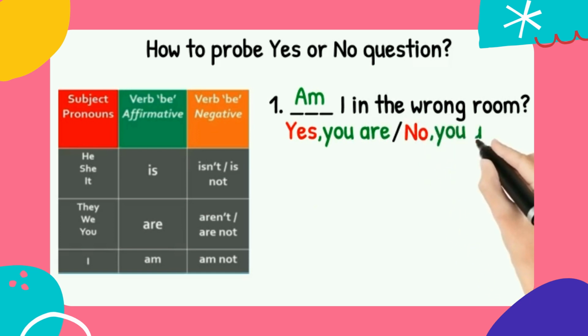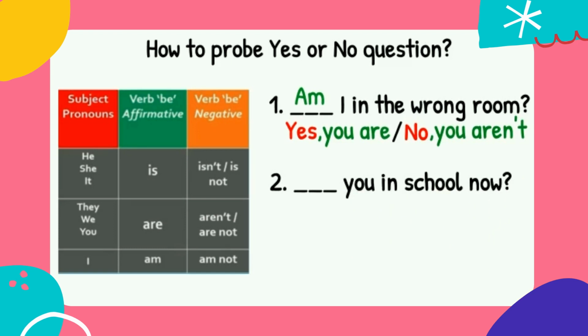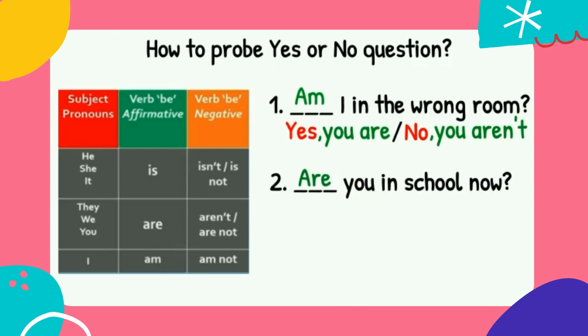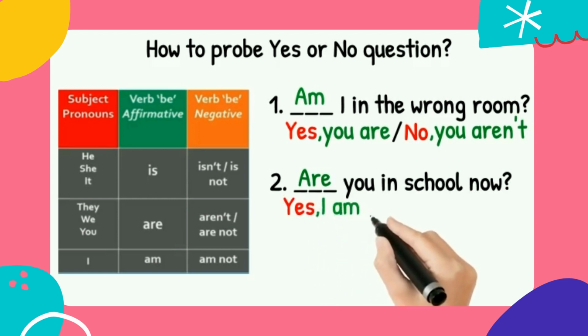Remember, when you want to ask question, you must have two people. One is to question and the other one is to answer. Let's take a look at number 2. You in school now. So what is the subject pronoun for this question? You. Very good. What is the verb affirmative for you? Are. Very good. So you can answer, yes, I am, or no, I am not.